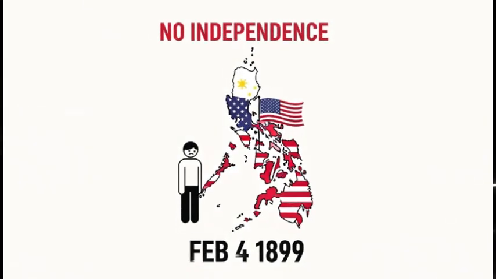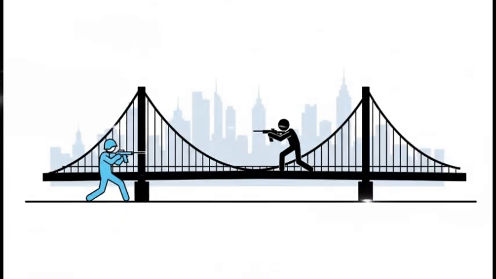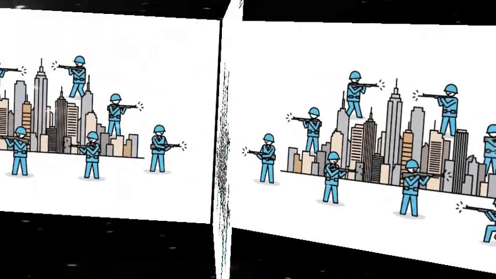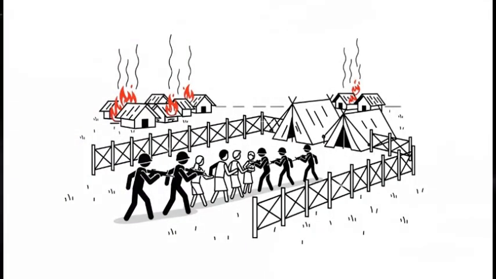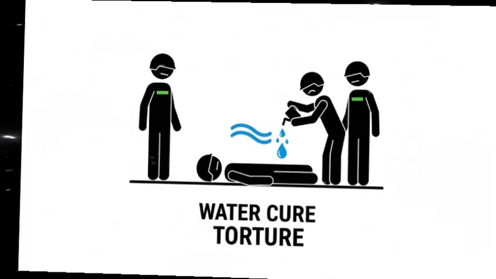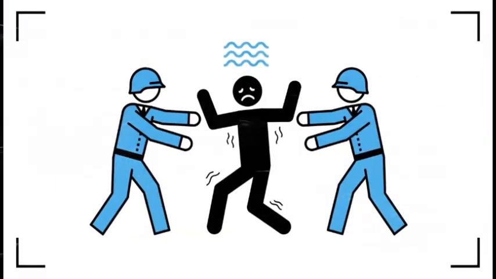It went to America. On February 4, 1899, an American soldier shot a Filipino on a bridge in Manila. And within hours, U.S. forces opened fire across the city. Many of the soldiers sent over had just finished the Indian Wars and brought the same tactics. They forced whole villages into camps and burned crops and homes to the ground. They tortured prisoners with something called the water cure, forcing water down a person's throat until they talked or passed out.